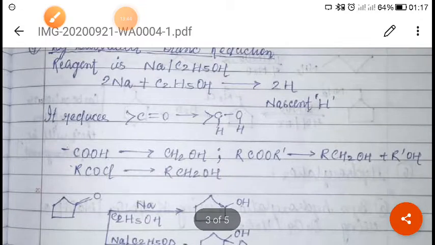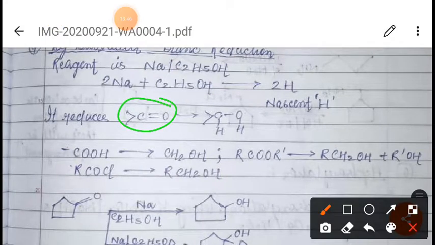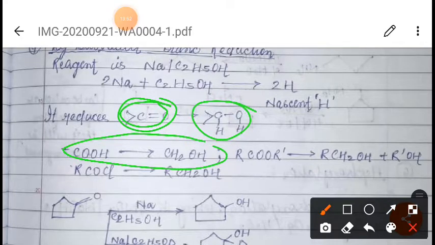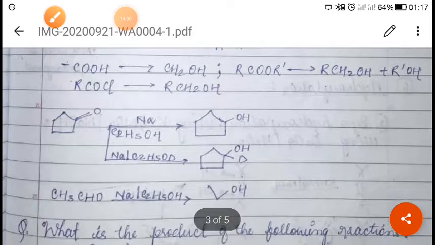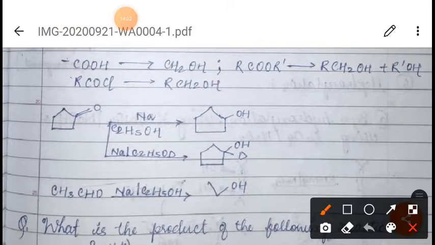So it reduces ketone, as you can see, into alcohol. Again it is reducing this COOH into alcohol, COCl into alcohol, ester into alcohol, and RCHO into alcohol, as you can see here. Some examples are given here, as you can see. In presence of Na and C2H5OH, it will form alcohol.